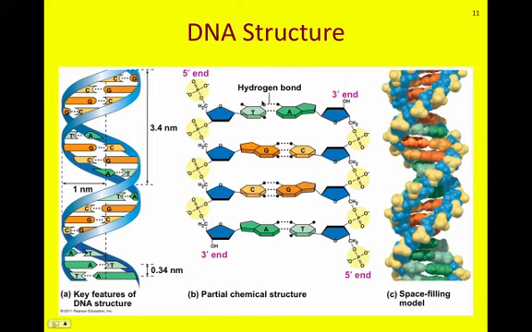And you see very clearly here the two hydrogen bonds made by adenine and thymine, and the three hydrogen bonds made with cytosine and guanine. Okay, here's a question. Which pairing is going to be stronger? Adenine and thymine or cytosine and guanine? Think about that.